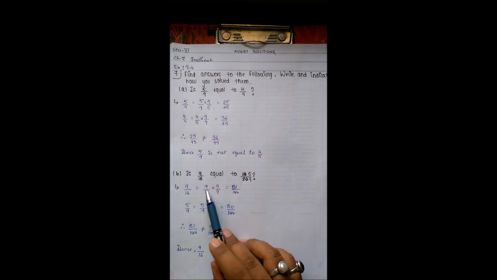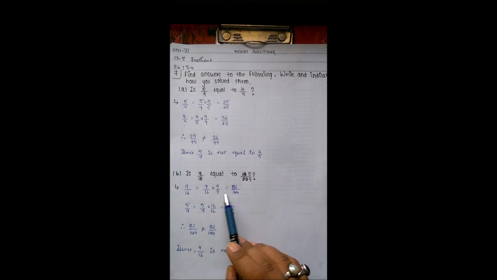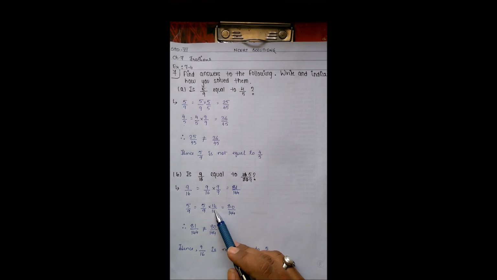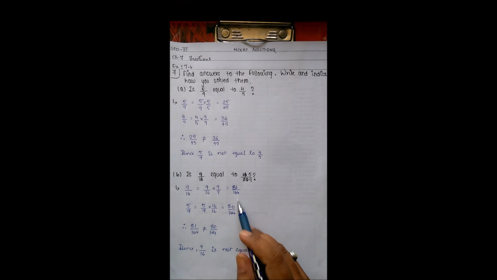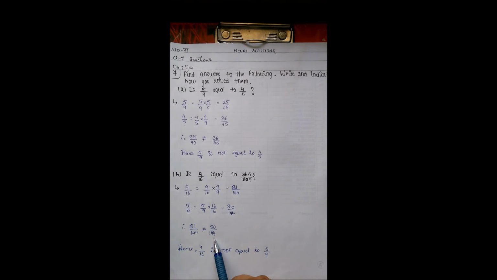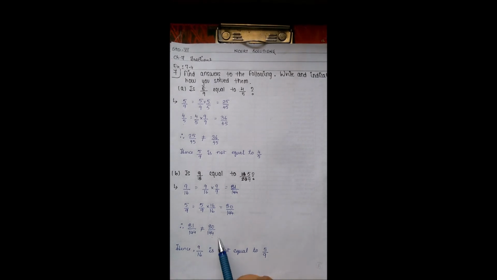Now is 9 upon 16 equal to 5 upon 9? 9 upon 16. So 9 into 9 and 16 into 9. So 9 into 9 is 81. 16 into 9 is 144. So 5 upon 9, we multiply with 16 upon 16. So 5 into 16, 80. 16 into 9 is 144. Denominators are same. Now 81 upon 144 and 80 upon 144. They are not equal.